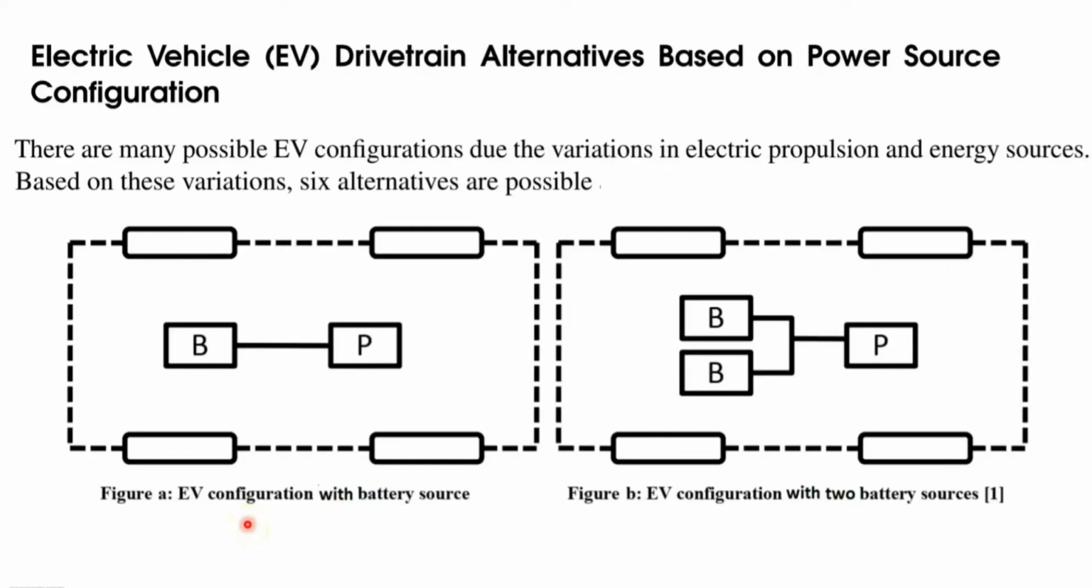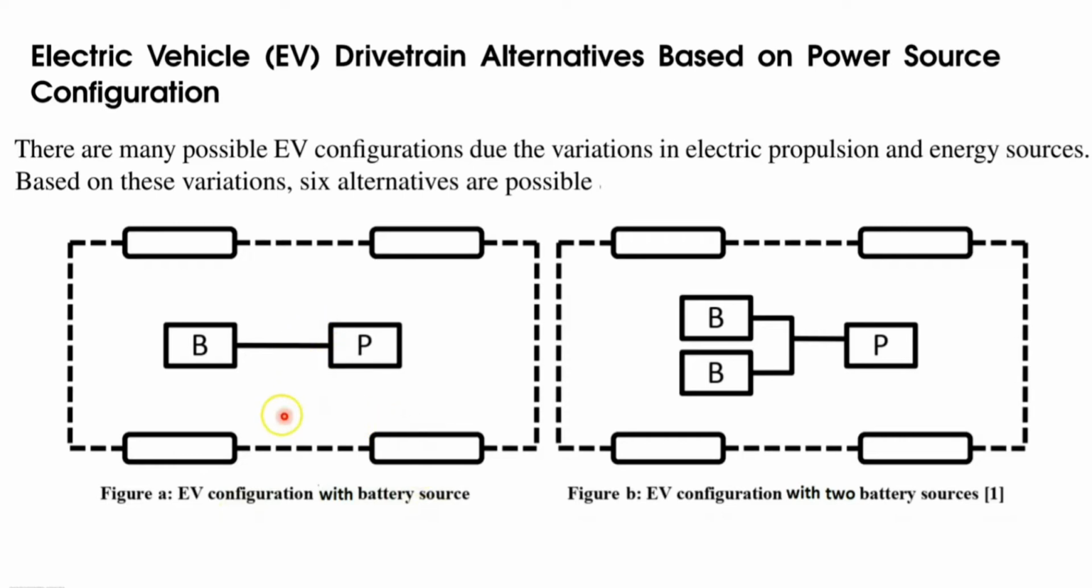Hi everyone. In this video, we will discuss electric vehicle drivetrain alternatives based on power source configuration. There are many possible electric vehicle configurations due to the variations in electric propulsion and energy sources. Based on these variations, 6 alternatives are possible, which are shown in the figure.